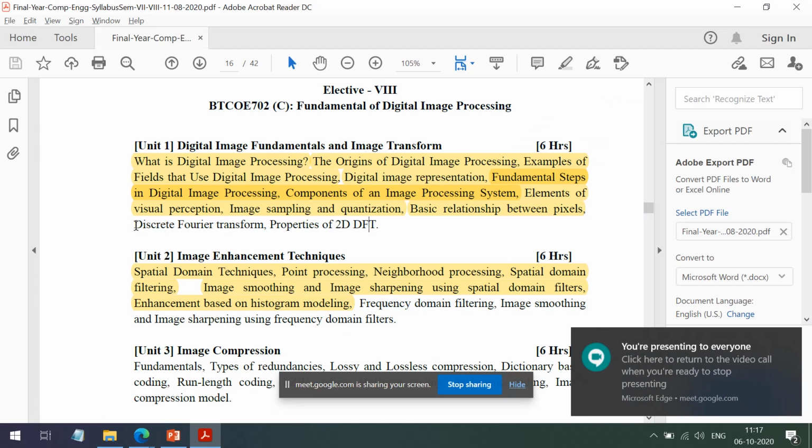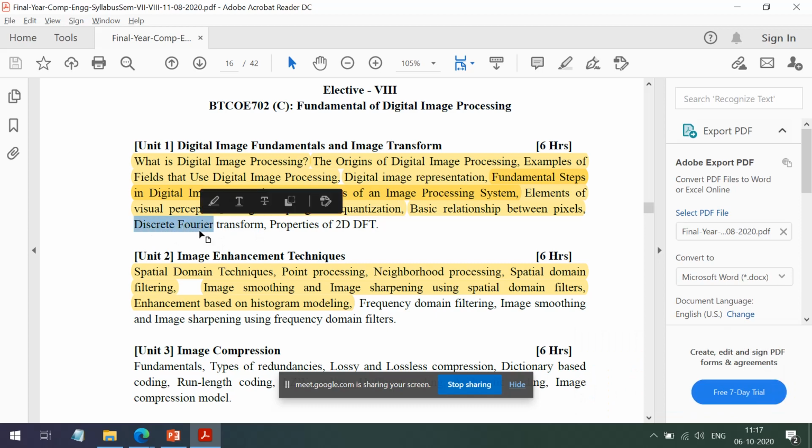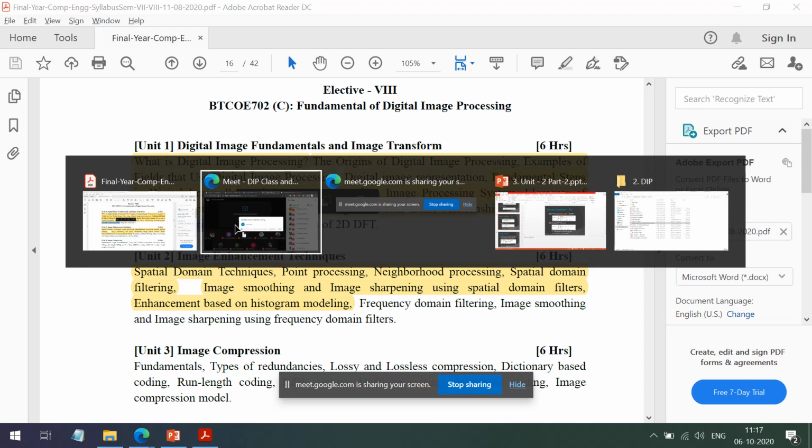In the last class, we discussed the discrete Fourier transform. So, what is the use of Fourier transform? It transforms any signal from the time domain to the spatial domain. And actually, we are interested in the discrete version of Fourier transform because our image is a discrete signal.